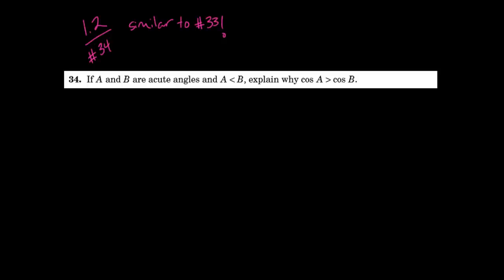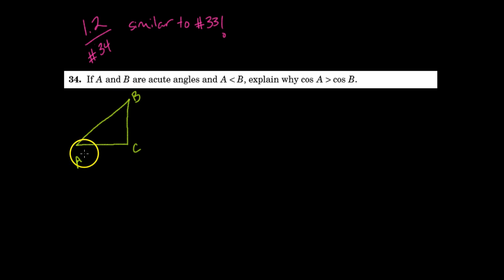And I'm just going to go through this thought process on 34 with you and show you kind of how I think about it. So if A and B are acute angles, and A is less than B, explain why the cosine of A is greater than the cosine of B. And so for me to explain that, I had to just think about drawing a triangle. So a right triangle, so here I go. Like I said, there might be a better way to explain this, but this is what I'm going to do.